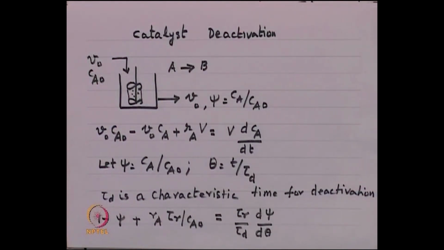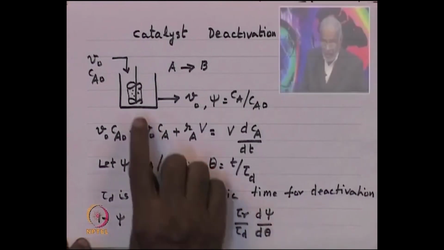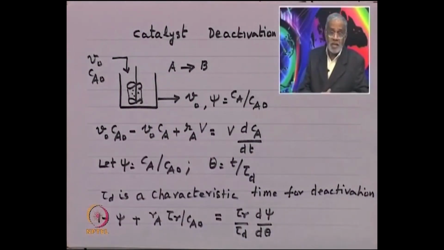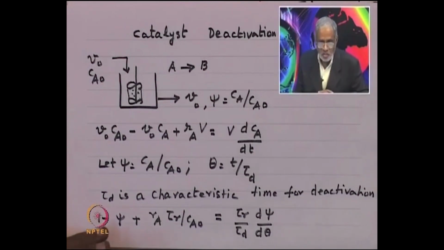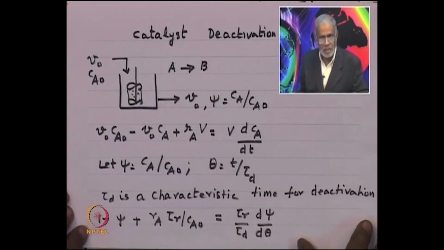Our problem of interest is that we have a catalyst which deactivates, and we want to understand the kinetics of catalyst deactivation. Why is this required? It is required because that model, whatever data we obtain, is useful for us to design systems in which the catalyst undergoes deactivation.